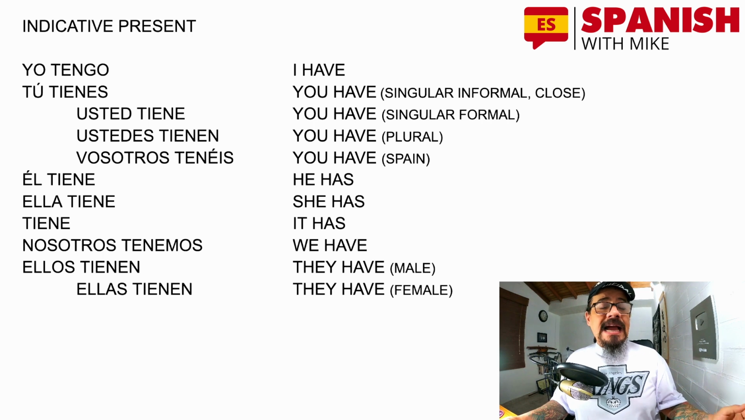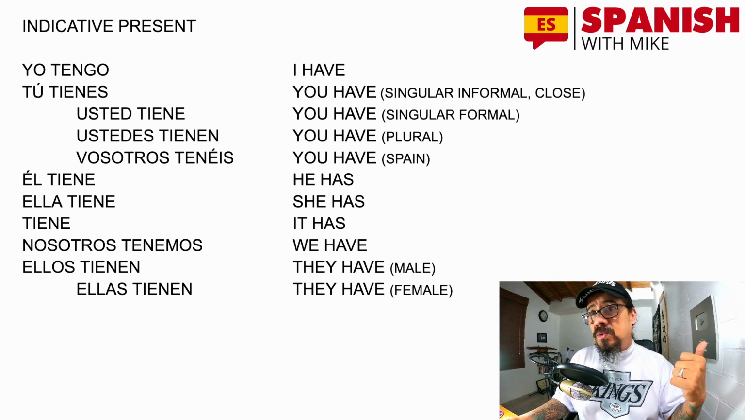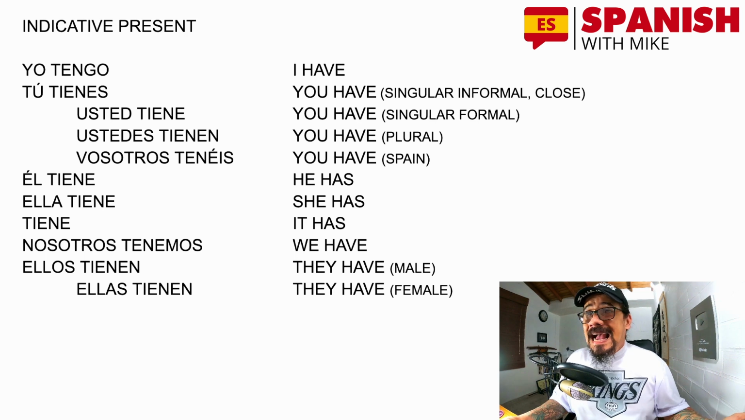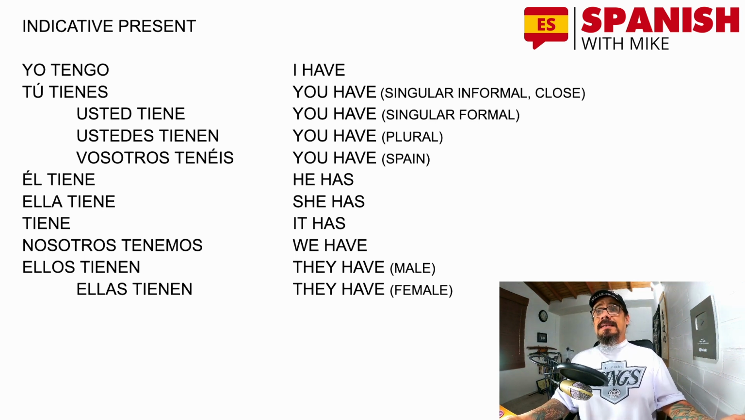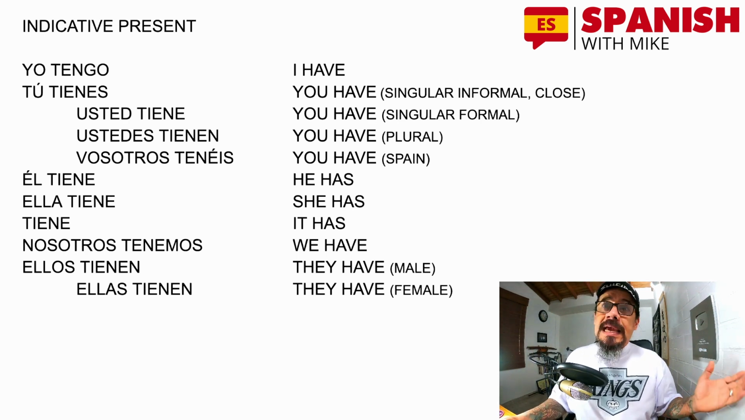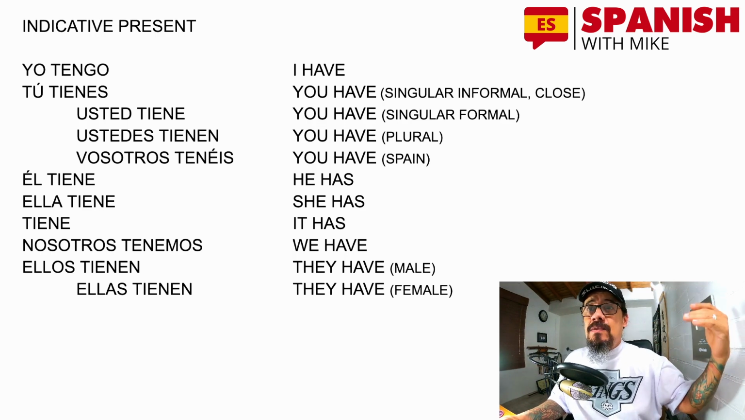So I can say, I have a house. Yo tengo una casa. You have a house. Tú tienes una casa. Usted tiene una casa. Ustedes tienen una casa. Vosotros tenéis una casa. He has a house. Él tiene una casa. She has a house. Ella tiene una casa. It has a house. Tiene una casa. We have a house. Nosotros tenemos una casa. They have a house. Ellos or ellas tienen una casa.